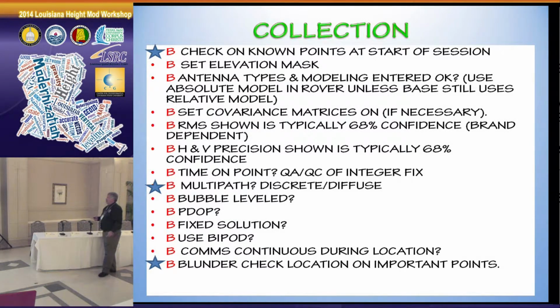Know that what you're looking at in your data collector, not always, depends on the brand, could be 68% confidence, horizontal, vertical, RMS. So understand that we want to work with 95% confidence, at least I do. That means you double what you're looking at. Okay? No, I can't say that. Things change. To my knowledge, a lot of equipment only gives 68% confidence displayed. Not positive about everything.